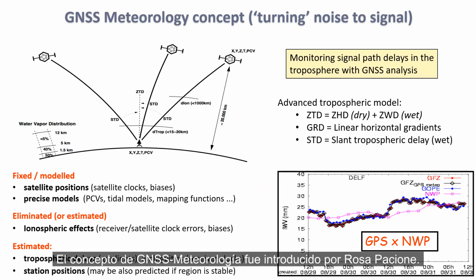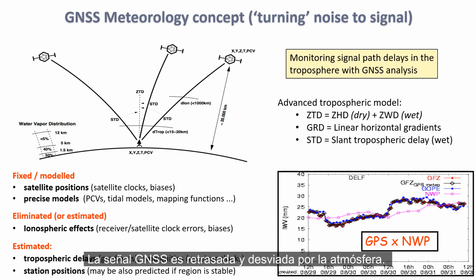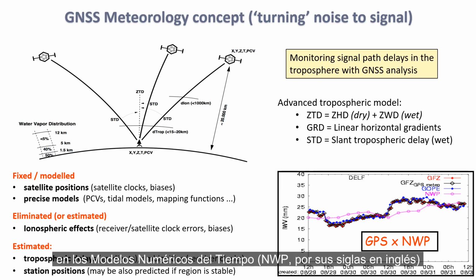The concept of GNSS meteorology has been introduced by Rosa Pacione. It is turning a noise in geodetic applications into well-established parameters useful in meteorological applications. The GNSS signal is delayed and bent by the atmosphere. Both effects are attributed to atmospheric constituents commonly parameterized in numerical weather models (NWM).